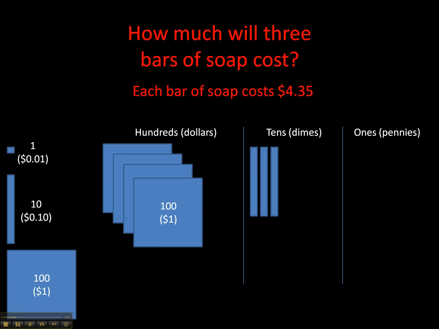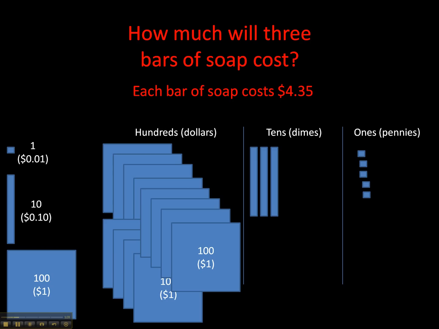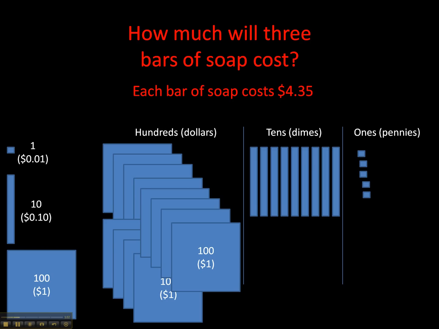$4, 30 cents, and 5 cents. If I were going to buy 3 bars of soap, this represents 1 bar of soap. So here are 3 bars of soap. Those are the dollars. 3 bars of soap, there's the dimes. 3 bars of soap, there's the pennies.